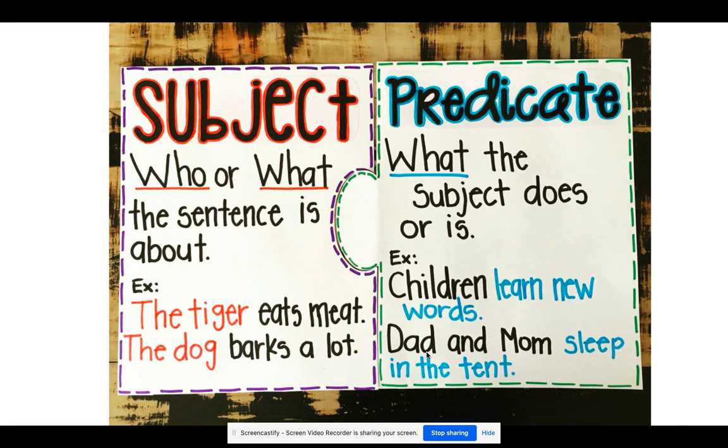Let's look at another example. Dad and Mom sleep in the tent. Dad and Mom is the subject, and so what they're doing is sleeping in the tent. So sleep in the tent is the predicate because that's what the subject does.